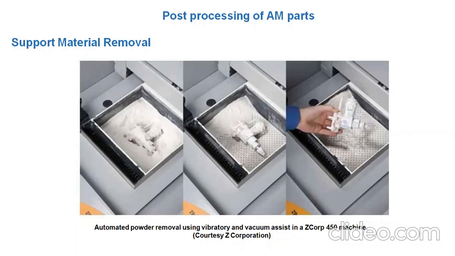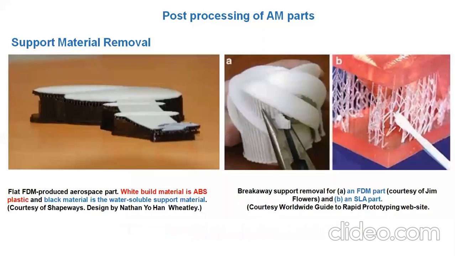This is your image of automated powder removal using vibratory and vacuum assisted, and the machine is also mentioned here. Vibratory motion is provided to this tray to remove the bound particles, build particles, support material, and vacuum is also provided to remove these particles from your workpiece to get a finishing of your product. So next step, we will see the next image, support material removal.